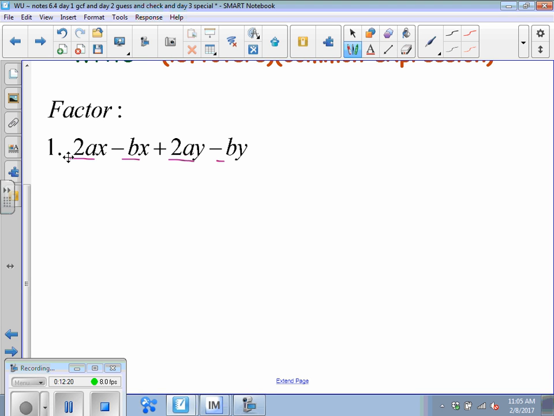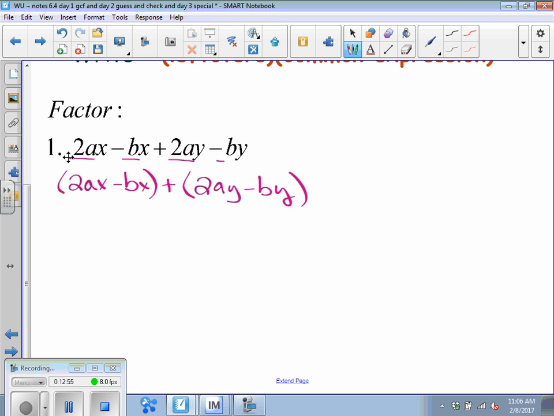Okay? So I'm going to rewrite it with my parentheses around my groups. So I have 2ax minus bx, parentheses. Now this is plus. That's a positive, 2ay minus by. Okay? So I group my first 2 terms and my last 2 terms. Always make sure you have a plus in between them. Okay? The next step was to factor my greatest common factor out of each group. But don't forget, there's a plus sign in between them.